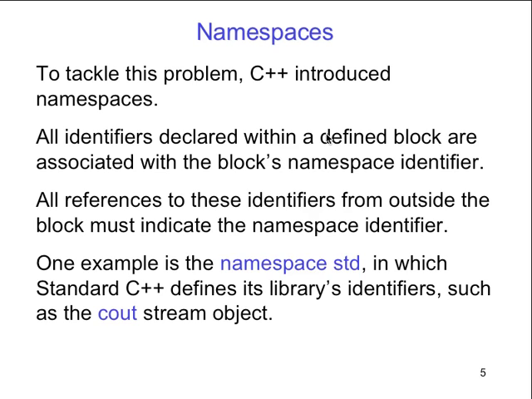All references to the identifier from outside of the block must indicate the namespace identifier, which is why we say including. And we'll see an example. One example is the namespace std. C++ defines the default libraries such as cout, cin, iostream. All of that stuff is already predefined for you.